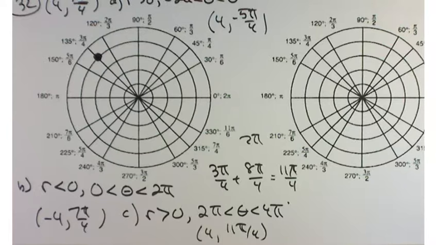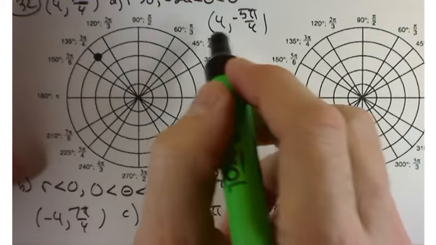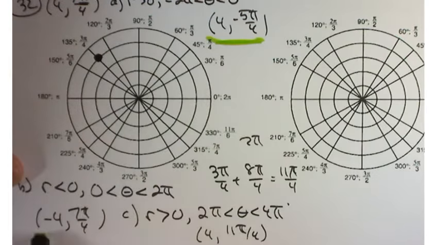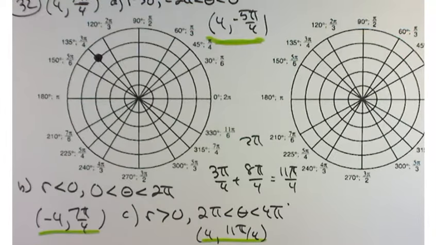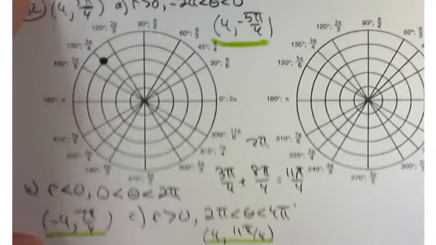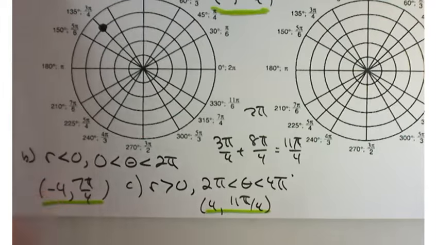So parts A, B, and C. Say again? This way? Yep, that's perfect.